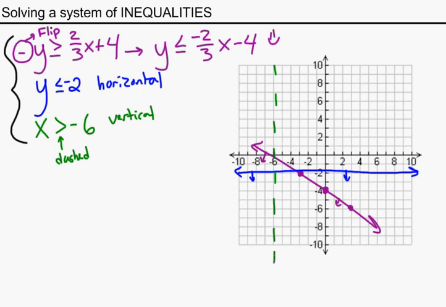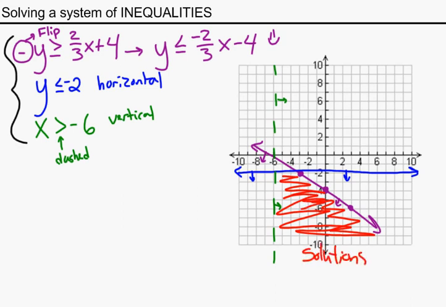So last but not least, I think, what does x is greater than mean? It means I'm to the right. So I'm going to be over here and over here. And when I start to put this all together, I notice that my solution region is this region down here where all the arrows point. Again, these are my solutions, which means that every other region in the coordinate plane is not a solution to this system of inequalities.